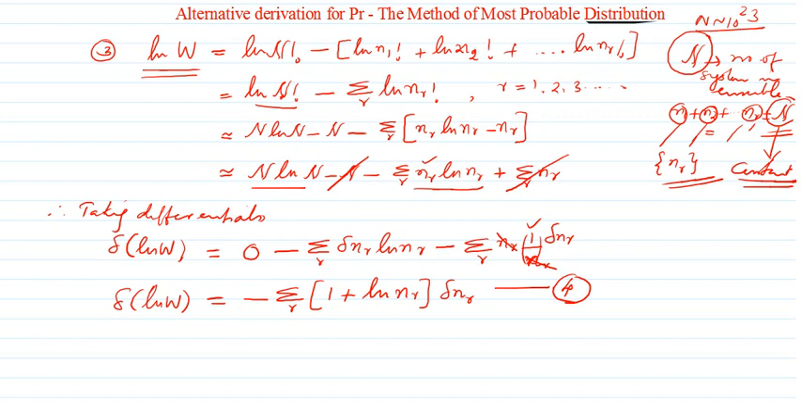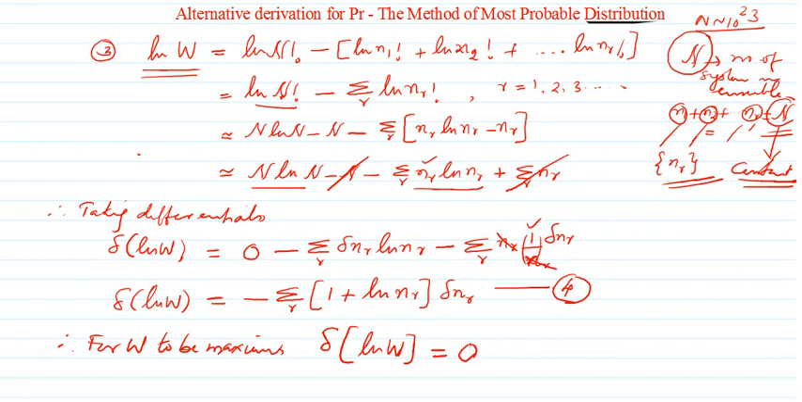Now what is the condition? For w to be maximum, as we know, the maxima-minima condition, the differential should be equal to 0. So for w to be maximum, or log w to be maximum, when w is maximum, correspondingly log w also will be maximum, that we know. So I can say delta of log w, given by equation number 4, should be equal to 0. That is one condition that you have to keep in mind.